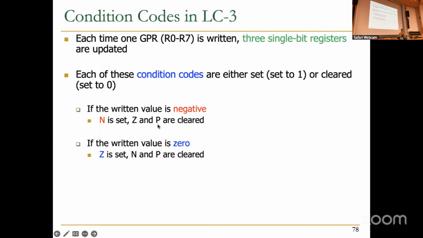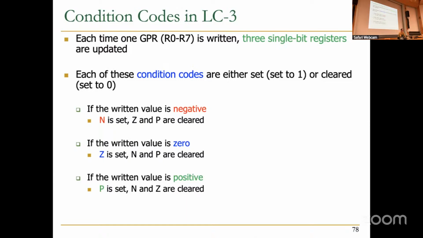If the written value is 0, you set the Z bit. If the written value is positive, you set the P bit. So clearly now you get the idea, right? You have NZP, and this specifies whether the last value that you wrote to a destination register was negative, 0, or positive. Clearly, only one of those could be true, right? A value that you write is either negative or 0 or positive, and you don't get any of those other combinations. So exactly one value should be 1.